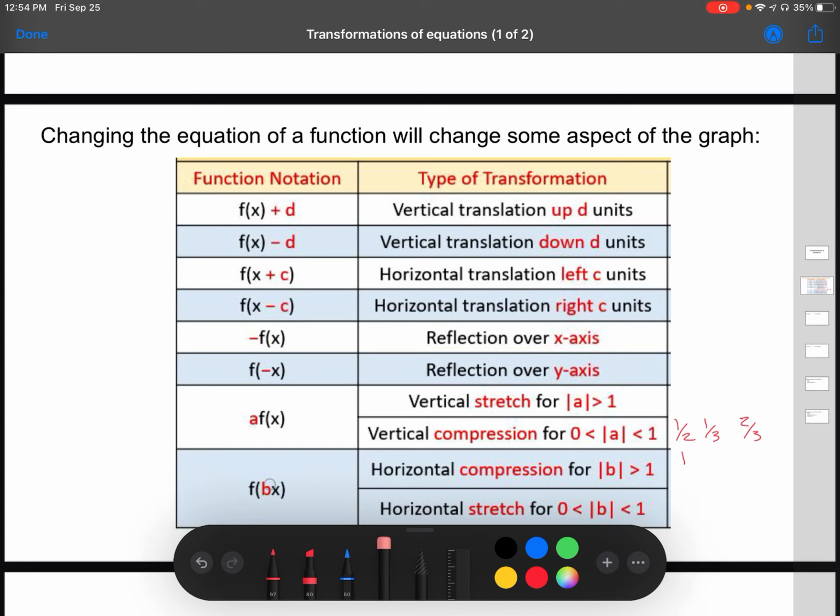If you put that number in front of the x instead, it's going to horizontally compress. So that means it's going to get wider if it's greater than 1. Compression would get skinnier if it's greater than 1. If it's under 1, it's going to horizontally stretch. So be careful with these because they're opposite each other. Vertically stretch is greater than 1, but horizontally stretch is less than 1. Like I said, you're going to want this table in your notebook, so I would pause the video and write it down if you haven't yet.